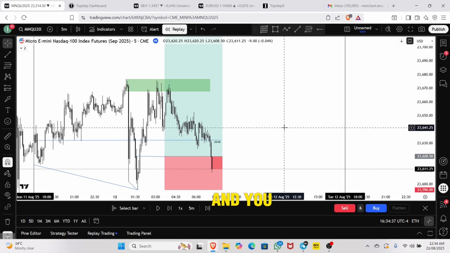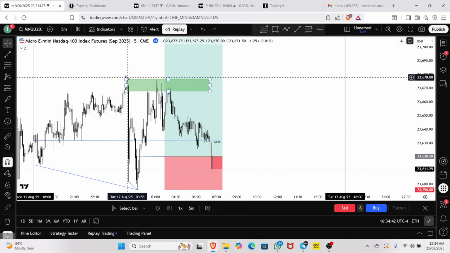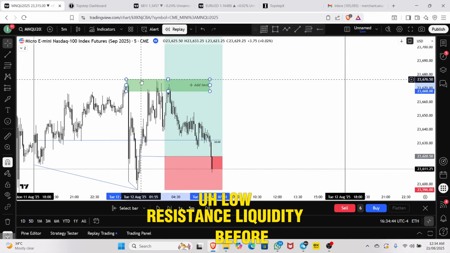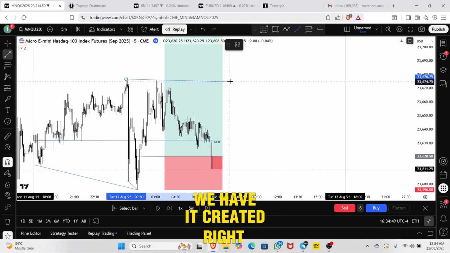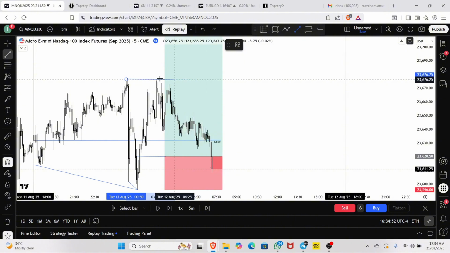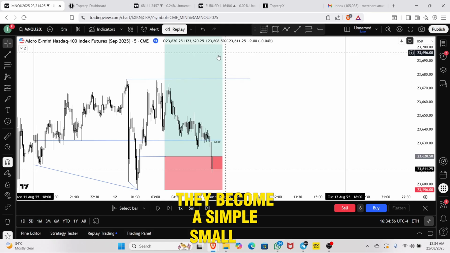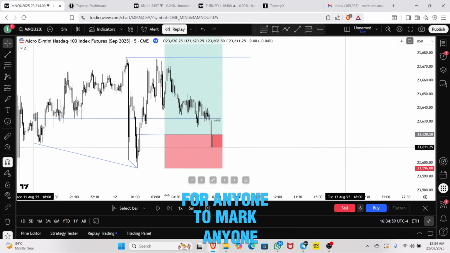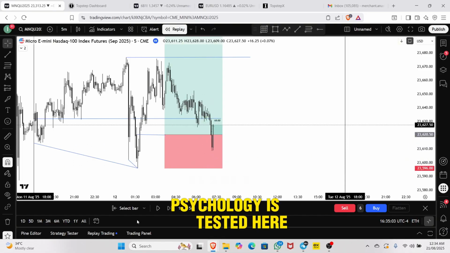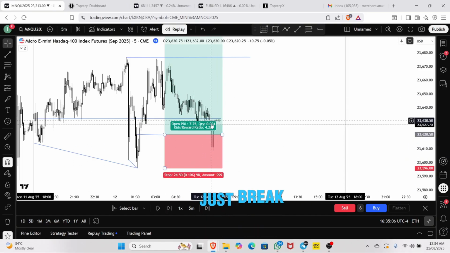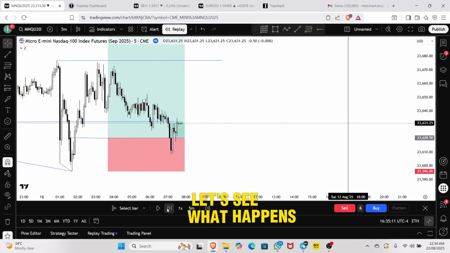And we were wondering why there is no basic low resistance liquidity before. We have it created right now. See these highs right there, they become a simple small target for anyone to mark. Moving forward, psychology is tested here. A lot of people would just break even over here. Let's see what happens after this.